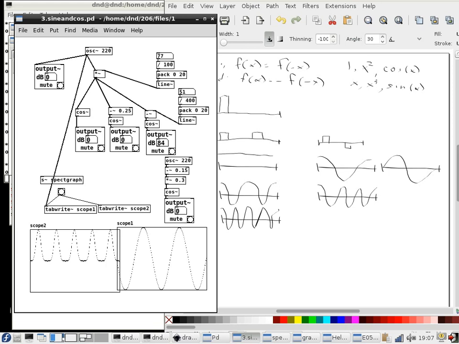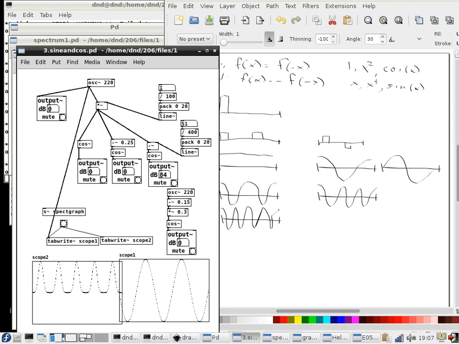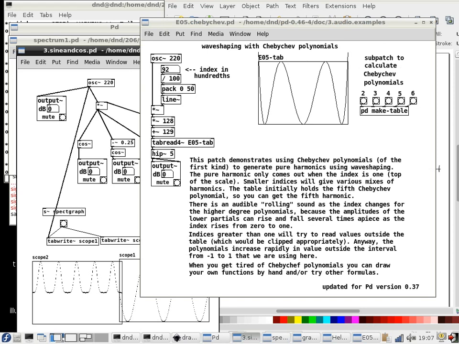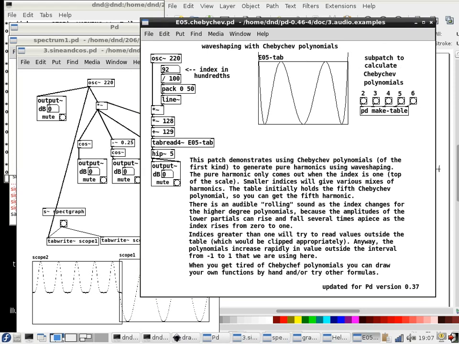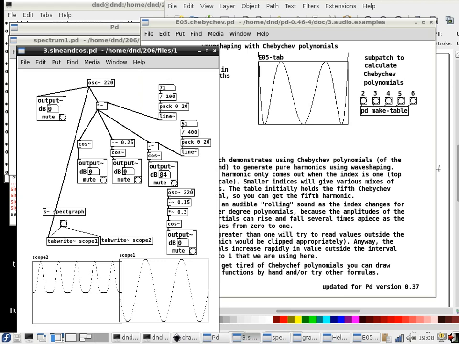I'll just show you. It's the same effect, roughly speaking, as I got with the Chebyshev polynomials. Okay, so here, let's shut this up. Right, so here again, there was this thing where you could control what I was calling the index and get these timbres out. And this is exactly the same operation.